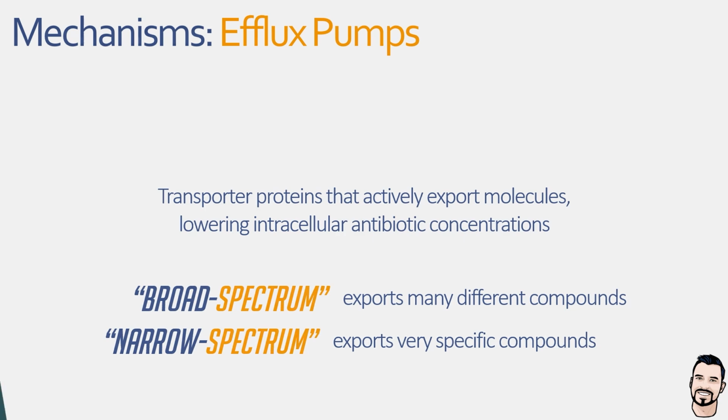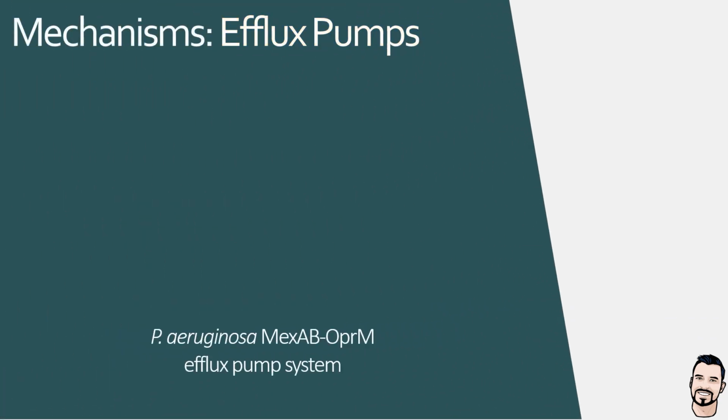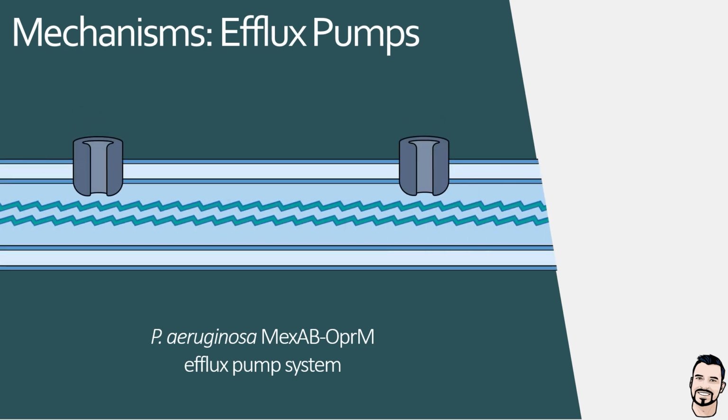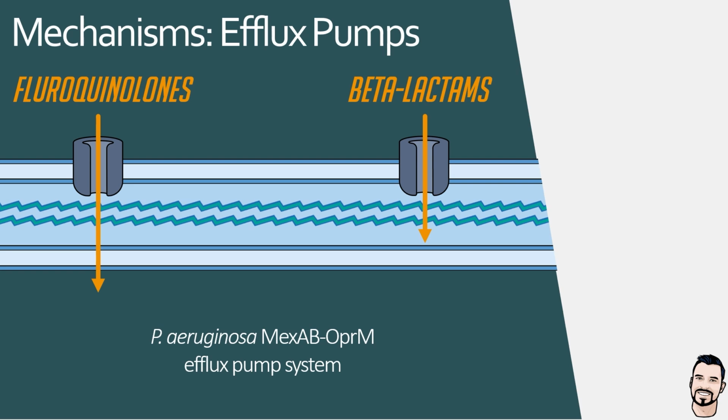molecules with certain properties. Now, a good example of efflux-mediated antibiotic resistance is the Pseudomonas aeruginosa MexAB-OprM efflux pump system. Now, if we were to treat Pseudomonas aeruginosa with fluoroquinolones which target DNA gyrase in the cytoplasm, or with beta-lactam antibiotics that inhibit cell wall synthesis, these antibiotics will enter the cell, bind to their target protein, and essentially inhibit growth. And this is where the MexAB-OprM system comes in.